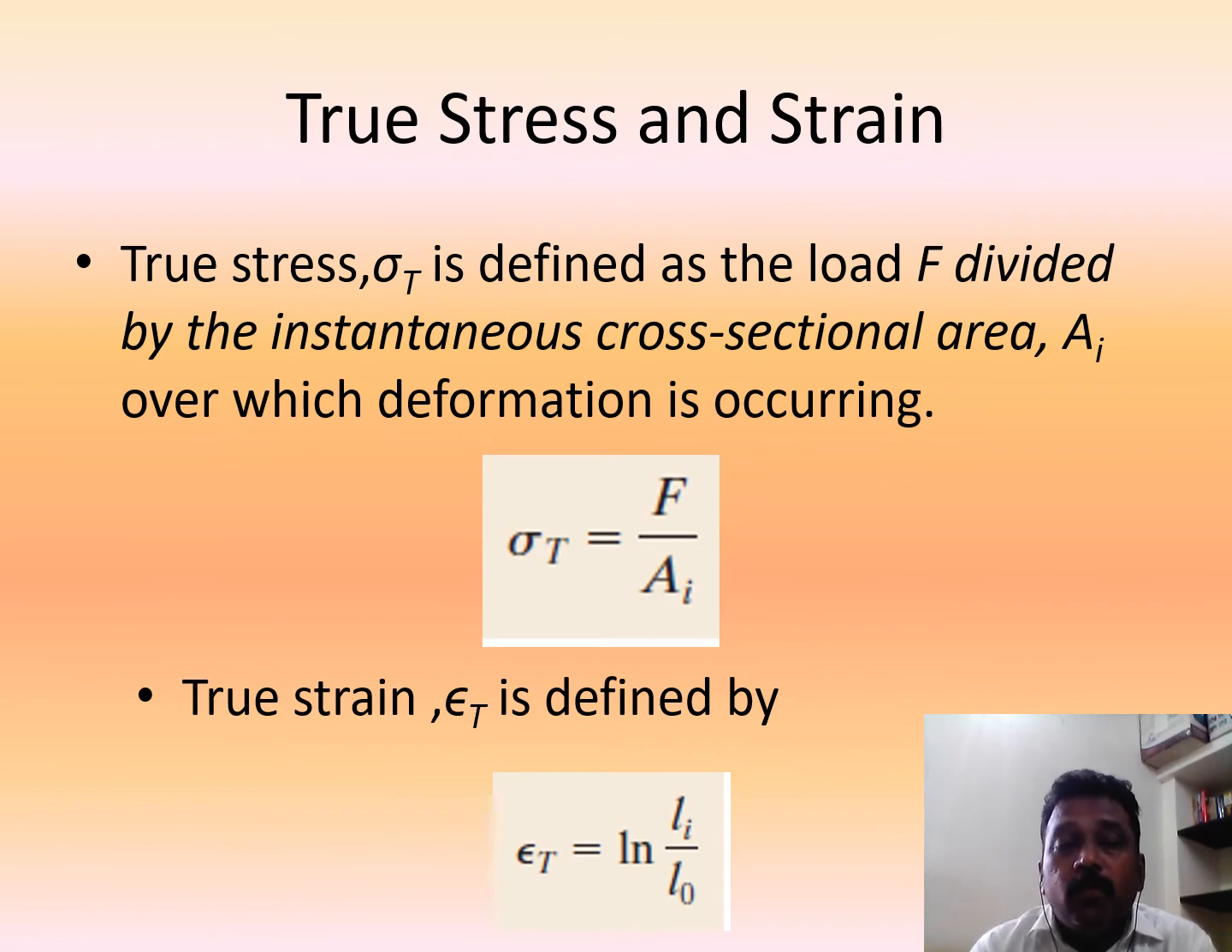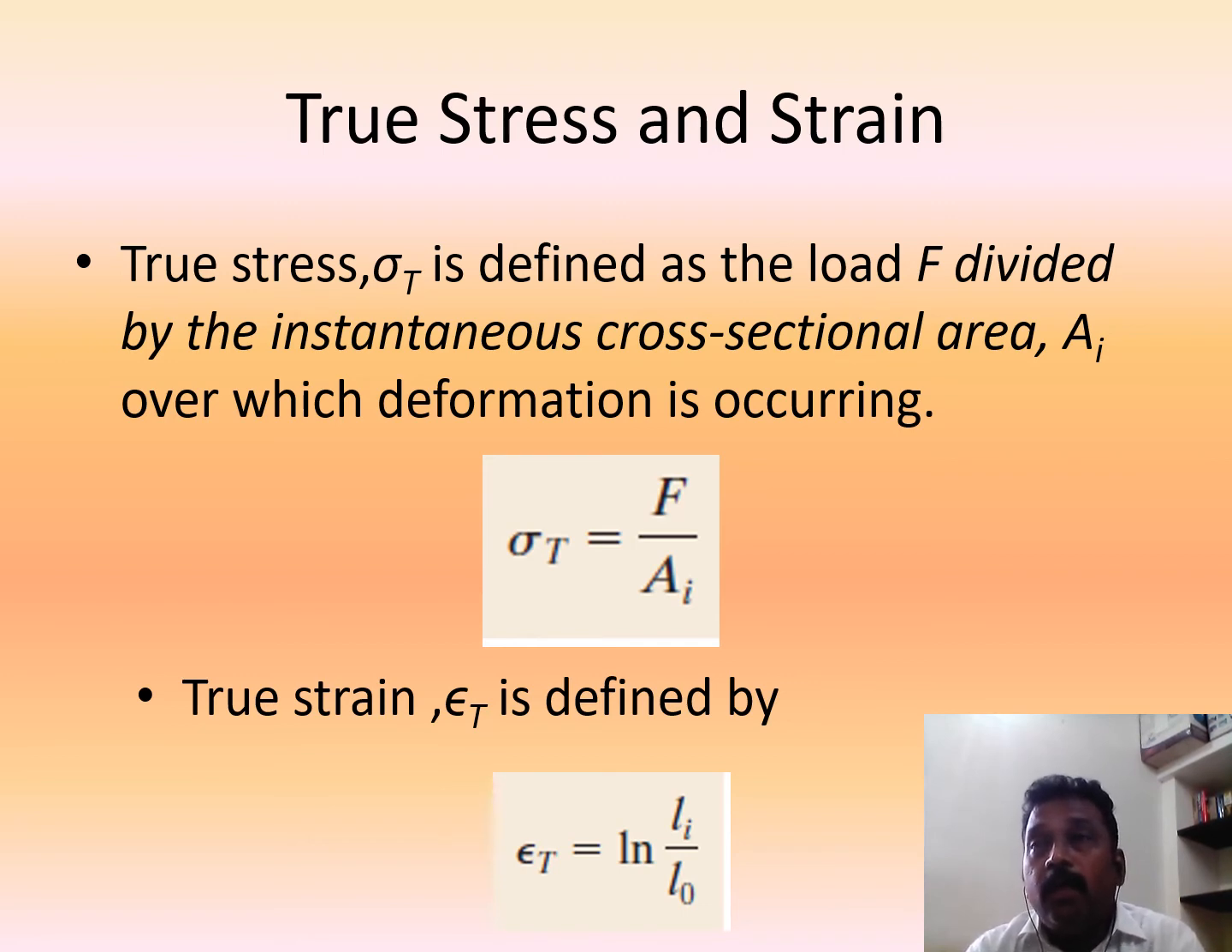Then comes true stress and strain. From the engineering stress-strain curve, you can see that beyond point M, the material starts to absorb less load and then starts yielding. The strain rate is more, but that is not the true picture. Actually, the material is resisting the applied load even though the cross-sectional area has decreased.